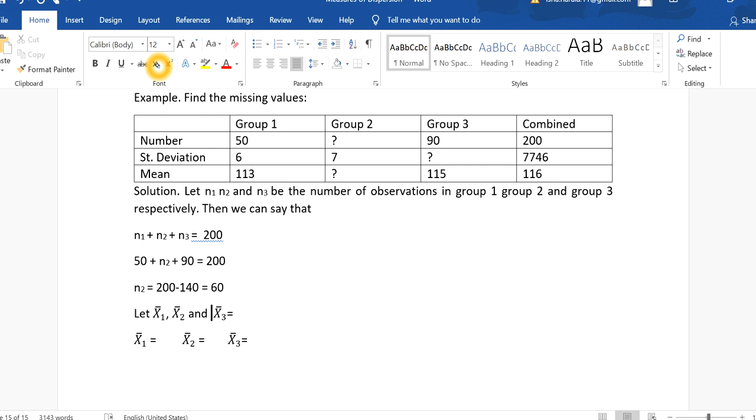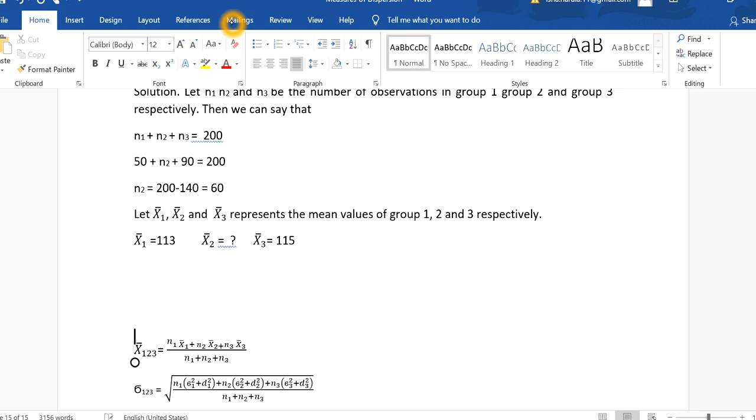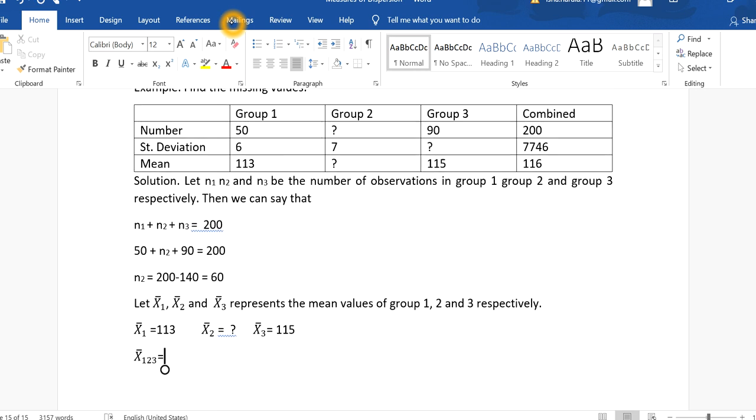represent the mean values of group 1, 2 and 3 respectively. Right? So here mean 1 is 113, mean 2 is not given to us, so we'll write it as it is, and mean 3 is 115, right? Now we are also given the combined mean value. So the combined mean is also given to us in the question, that is 116, right?